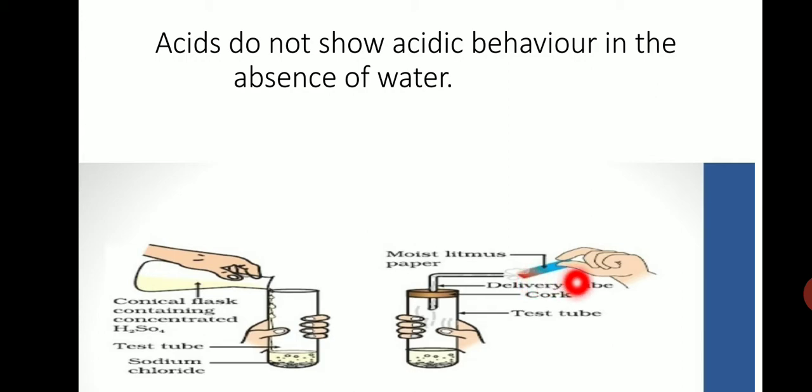That means it shows acidic property. Due to the presence of acid nature only, it changes into red litmus. Why does it show like this? When a dry litmus paper comes in contact with the hydrogen chloride gas, its color does not change. This means that in the absence of water, the gas does not release any H plus ions.